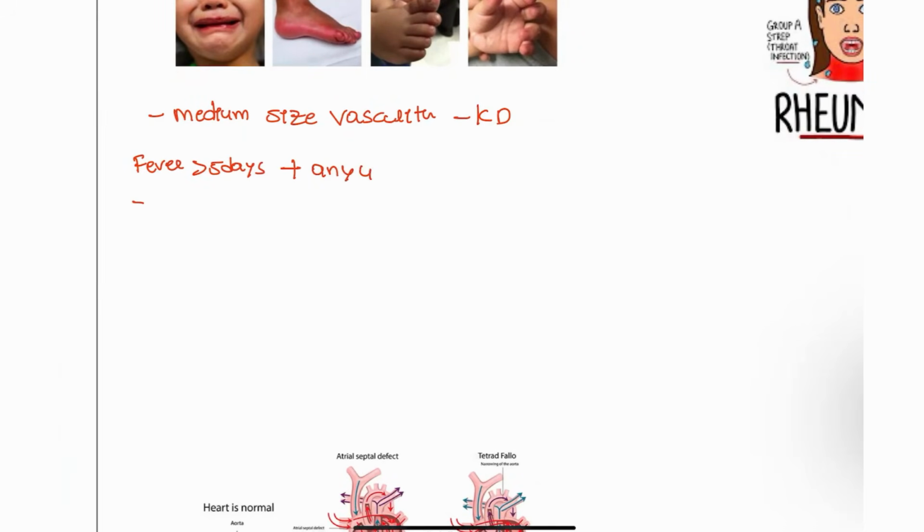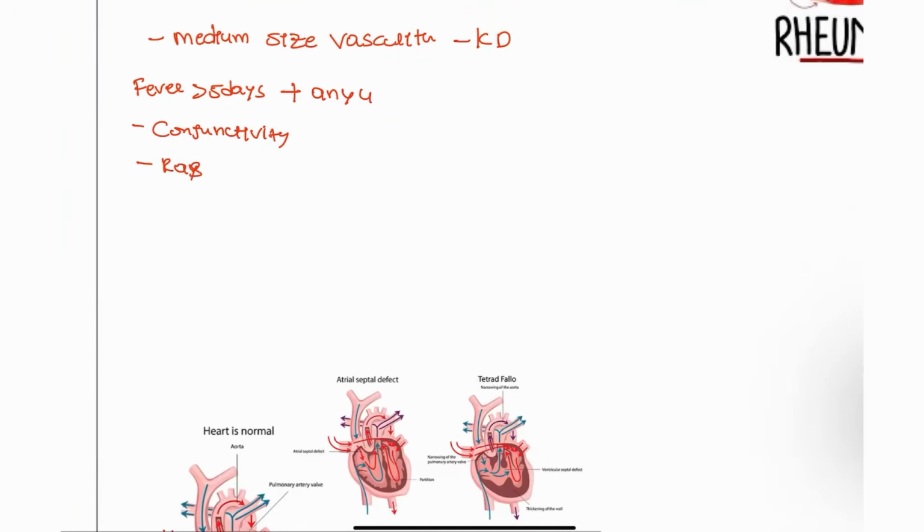It could be conjunctivitis, or a polymorphous rash will be seen in these cases, edema, and lymphadenopathy, especially in the cervical region, and strawberry tongue. These are some of the features that are present. Any four plus fever, then it is considered the acute phase of Kawasaki disease.